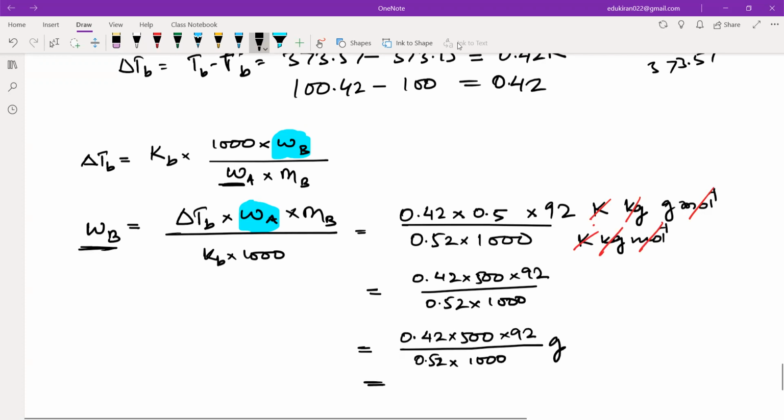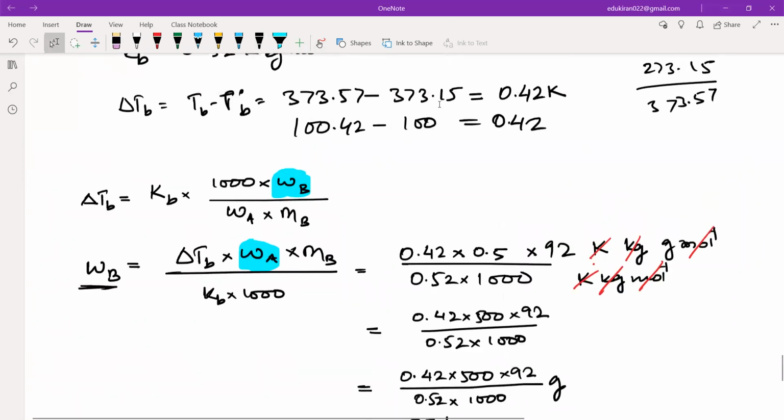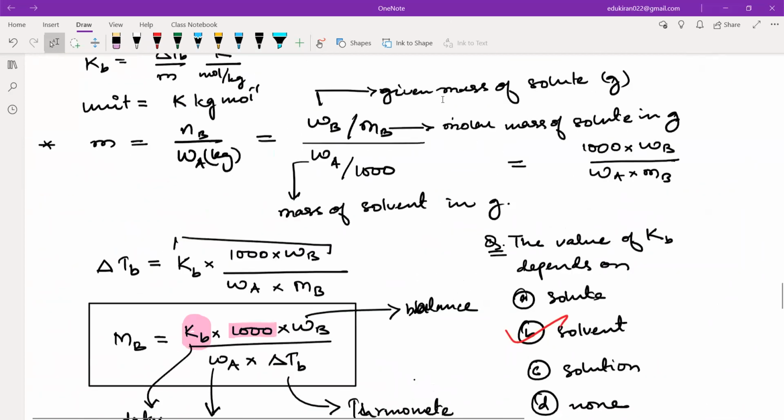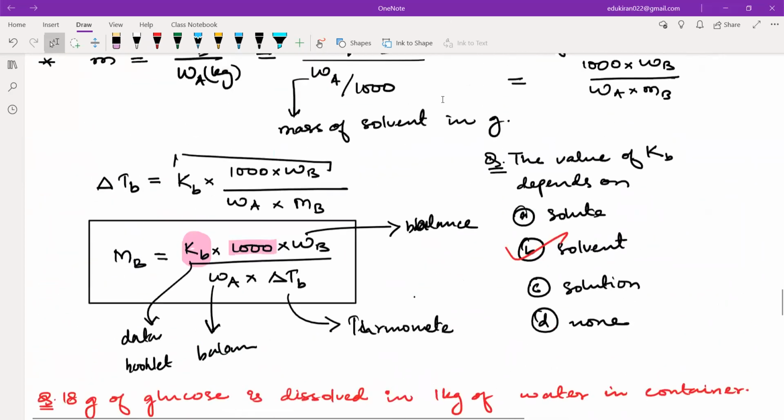I think someone has sent the answer, Khalid: 0.0371, so this becomes 37.1 grams. So the value of WA will be in kg only. To fix that, we had done 1000 here. 37.1 grams will be the answer. Did we write anything wrong here? No.